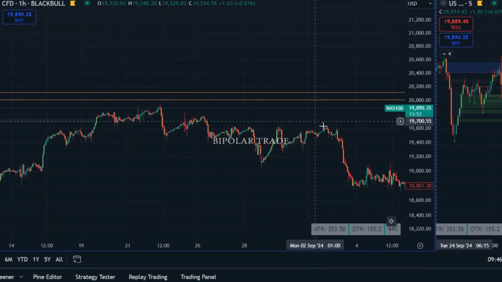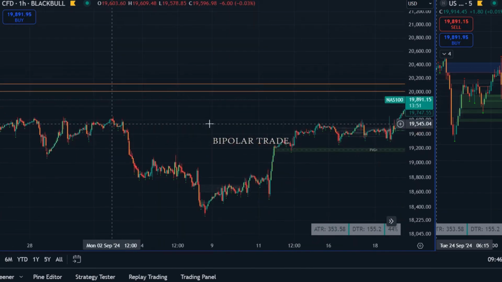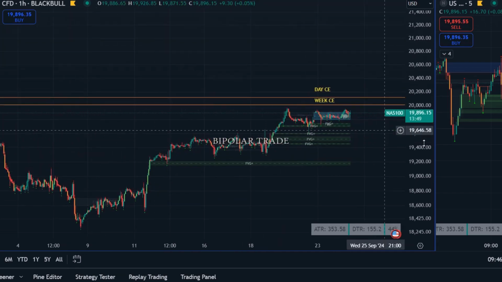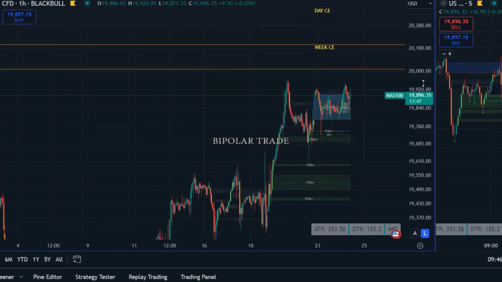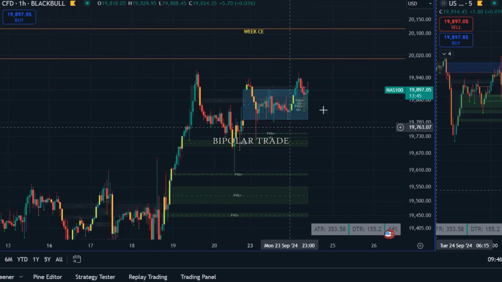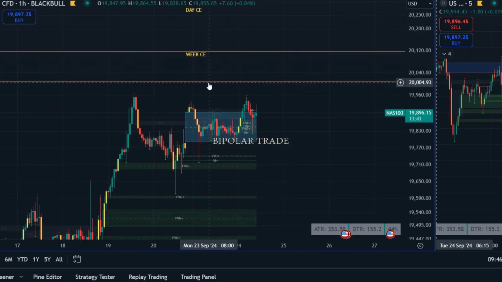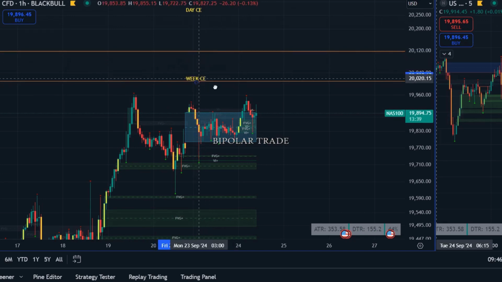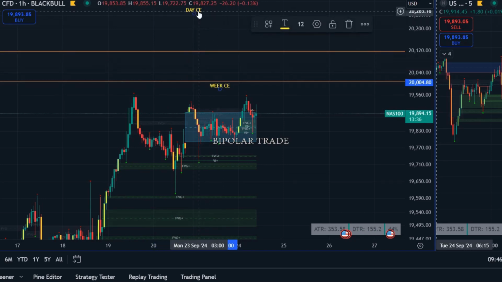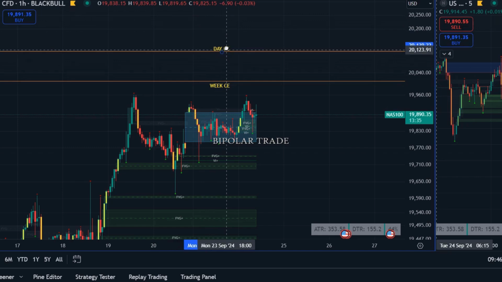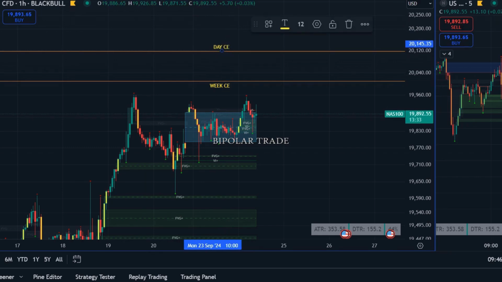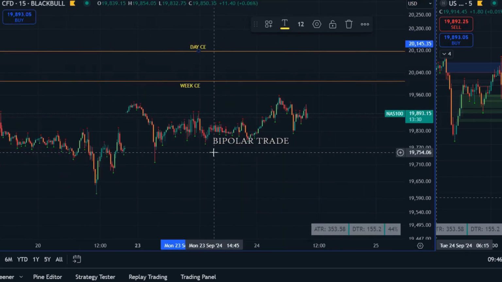That's very old data, so we'll not consider it much. We'll just work on the higher time frame. So we are there in 1 hour. So we have our weekly CE here and daily CE here. And I come to 15 minutes.